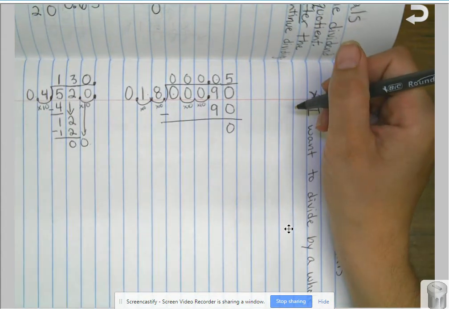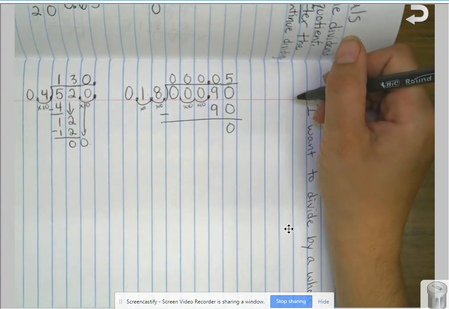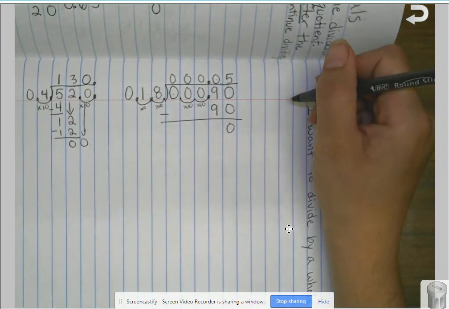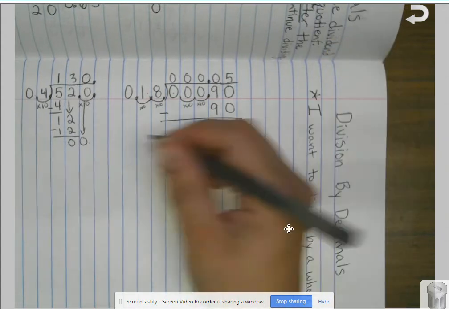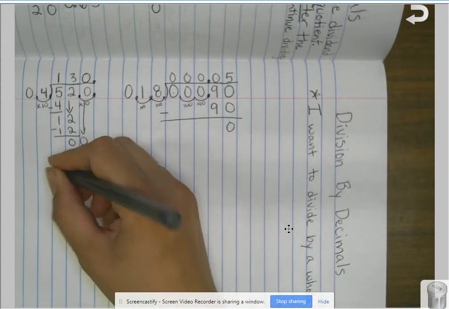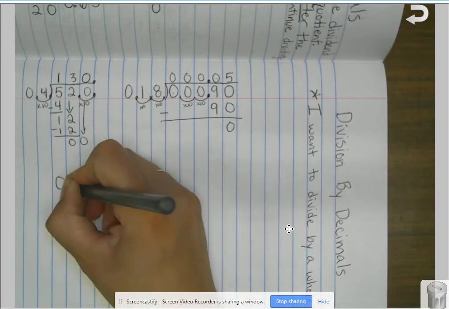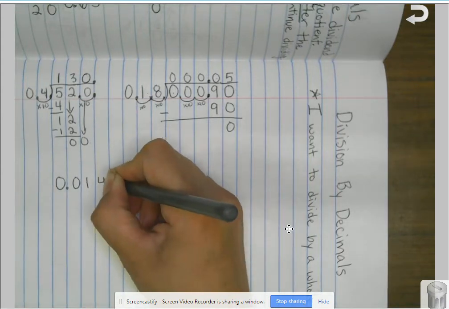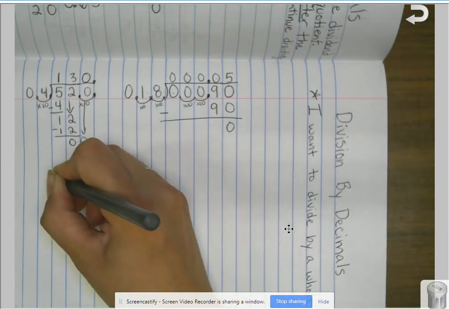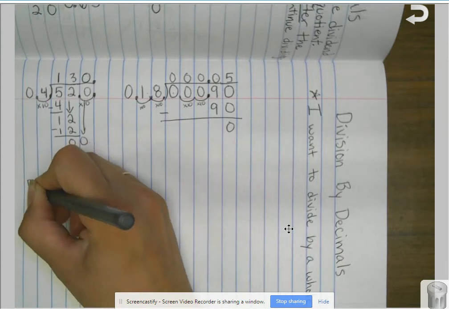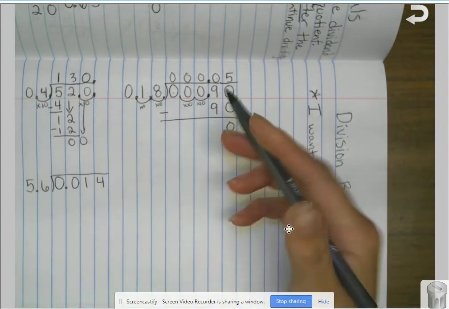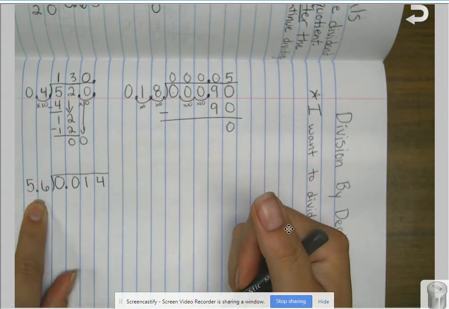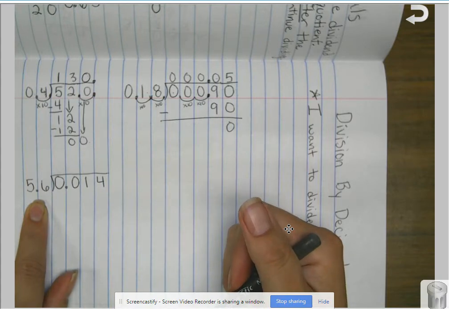Okay, we're going to try one that's going to take a little bit more space. We're going to do 0.014, or 14 thousandths, divided by 5.6. Now, looking at this one, you can see that we have a number that is larger than the number we're dividing. That's okay, but you have to make sure that you put them in the right places.